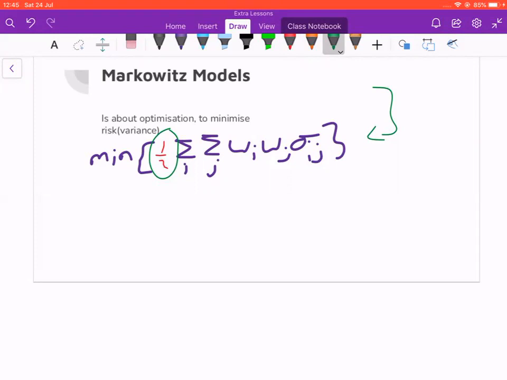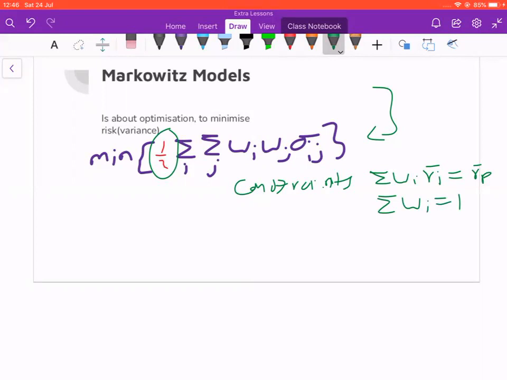Our constraint in this case is going to be our return, the function of return. We know that the function of return is going to be the weight times the returns of the portfolio, and the sum of the weights needs to equal 1.